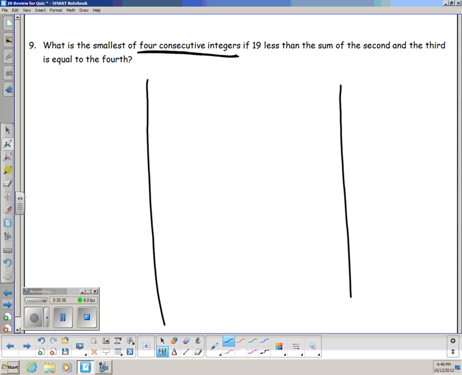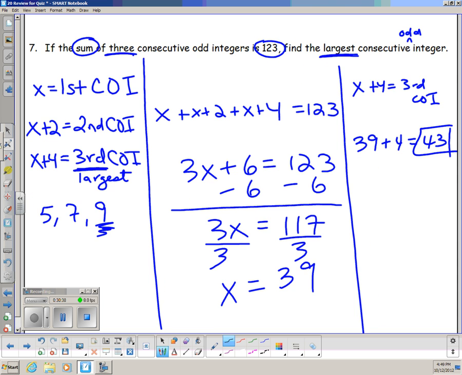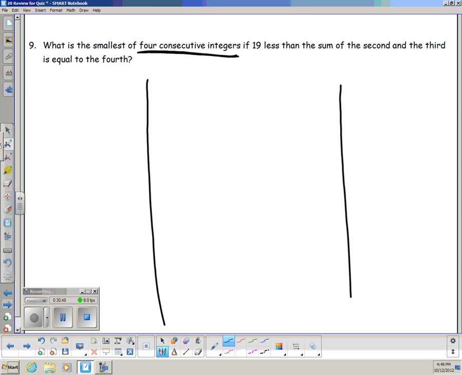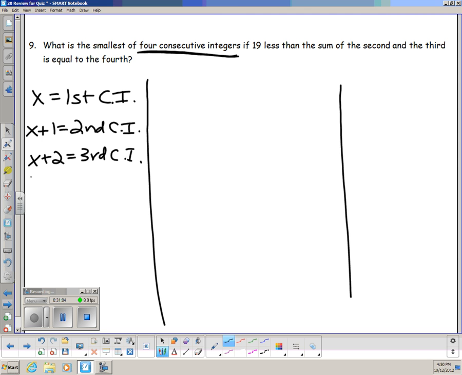So I go back to my original setup, if you remember, for consecutive regular old integers. In number 6, we did it. X, x plus 1, x plus 2, x plus 3. That's the setup. So here's my setup. 4 consecutive integers. X is the first consecutive integer. X plus 1 is the second consecutive integer. X plus 2 is the third consecutive integer. And x plus 3 is the fourth consecutive integer.